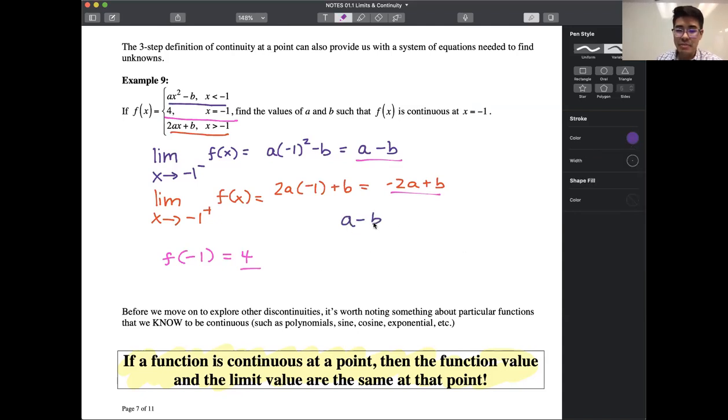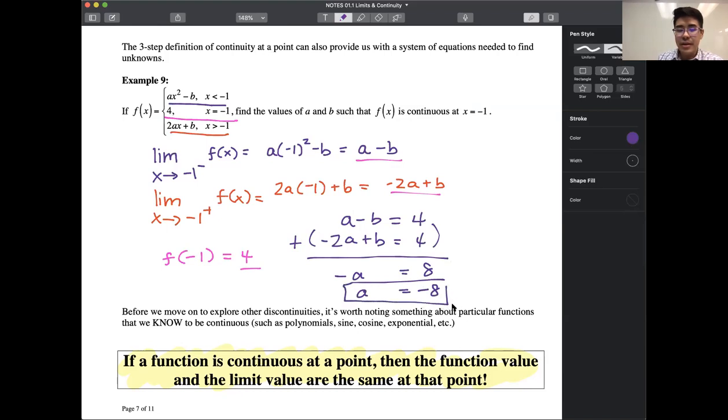We can go a minus b is equal to 4. And then we can go -2a plus b is equal to 4 as well. And then solve that way by doing elimination. We'll just add these two equations together. A plus -2a is -a. -b plus b is nothing. 4 plus 4 is 8. So a is equal to -8. That's one of our answers.